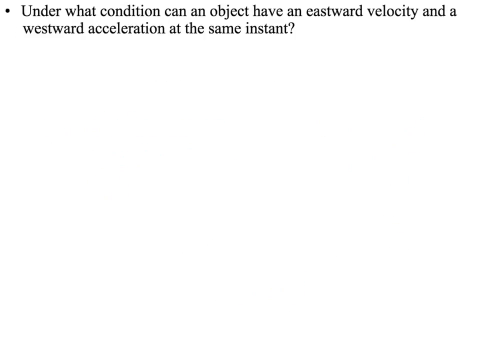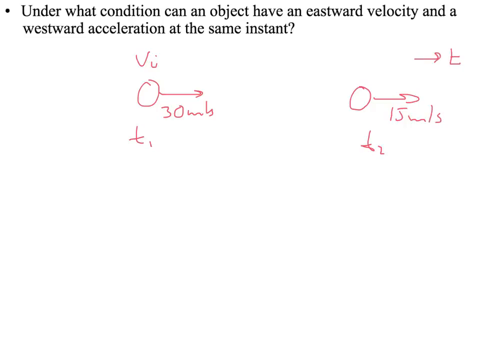Under what condition can an object have an eastward velocity and a westward acceleration at the same instant? Well, let's just say that an object, we'll call it VI, is traveling at 30 meters per second, and we'll call this time 1. At time 2, the same object is traveling in the same direction at 15 meters per second. So we'll call this way east.